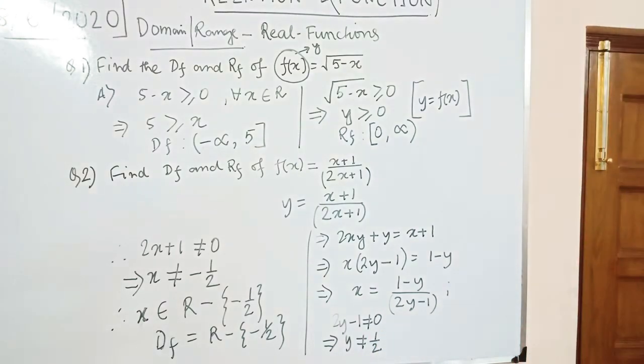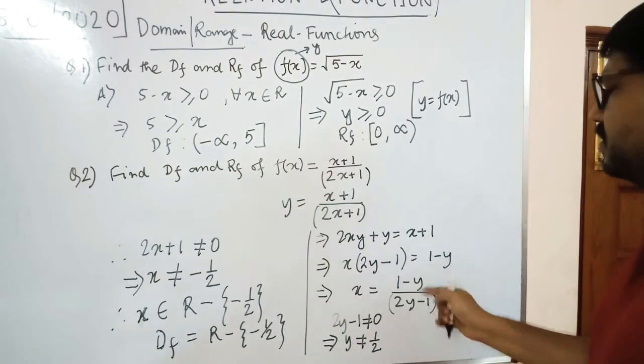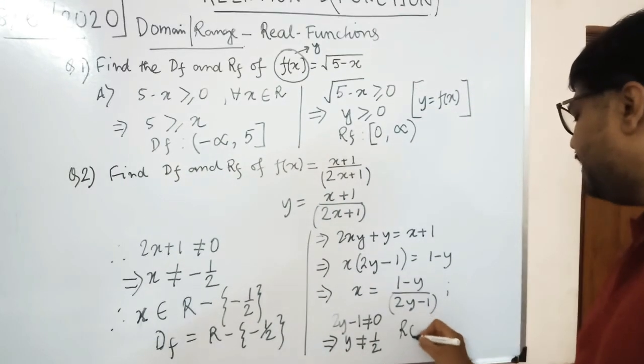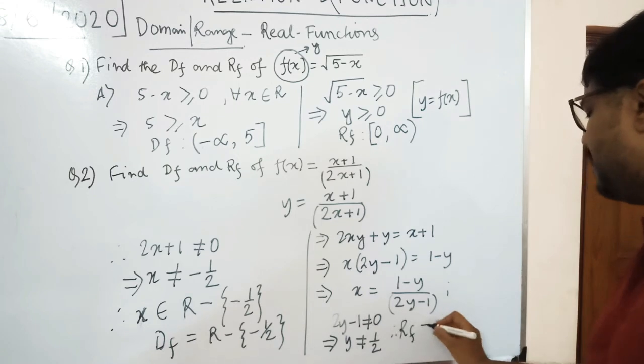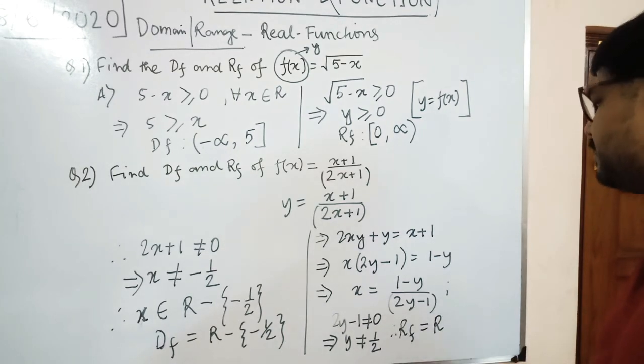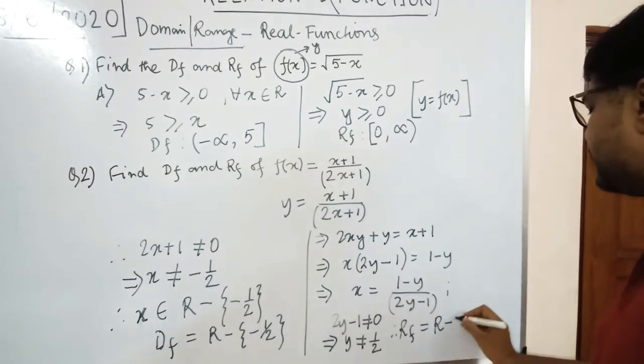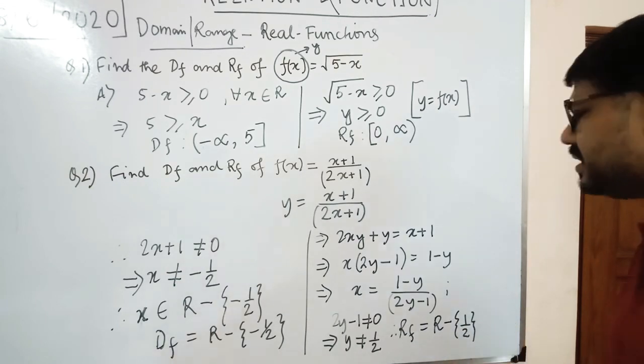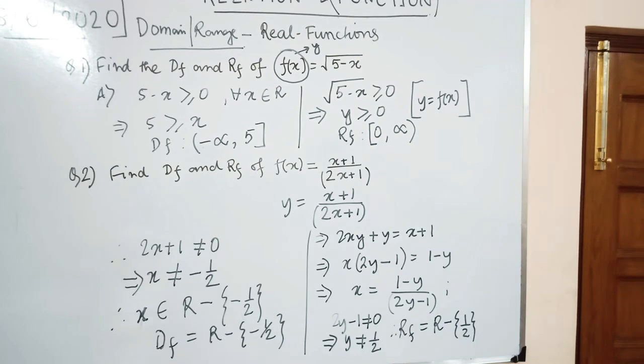That means if y equals half, what happens? If y equals half, then x becomes undefined. So to avoid this situation, we get this. So that means the range of this will be all real values except the value half. Okay. So these are the two sums we have seen for the domain and range, and now we are going to proceed to number 3.